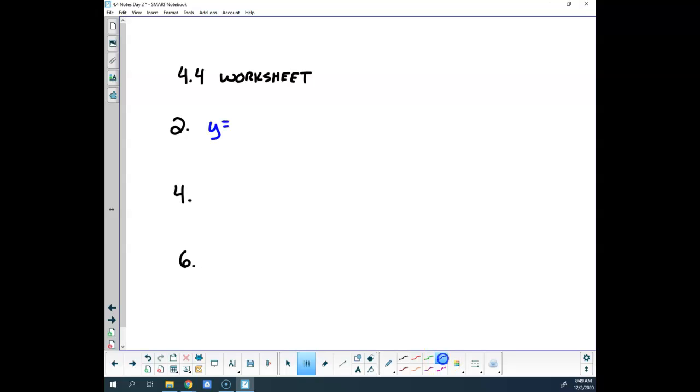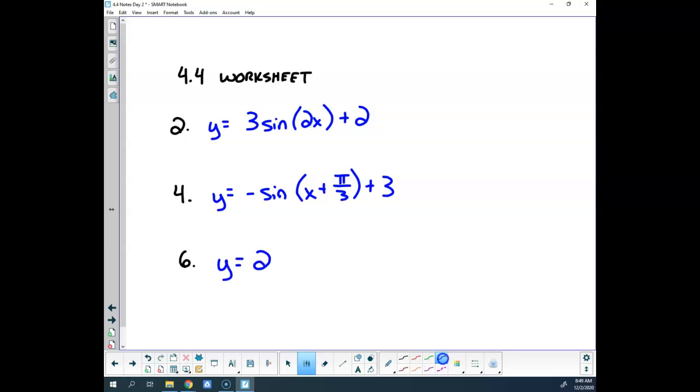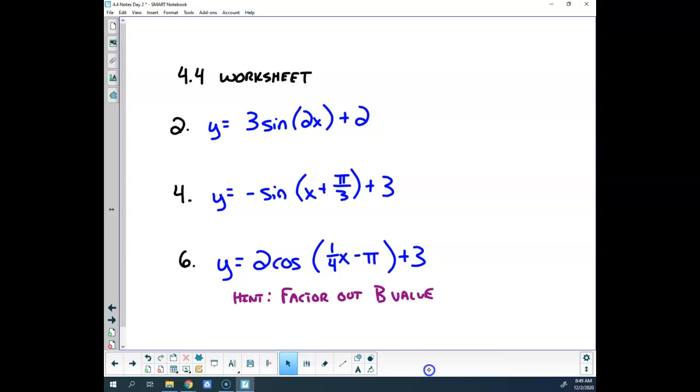So the first one is y equals 3 sine of 2x, then plus 2. y equals negative sine of x plus pi over 3, then plus 3. And lastly y equals 2 cosine of 1/4 x, oops, that's minus pi, then plus 3, and that one comes with a hint: factor out the b value to make it look like number 5.